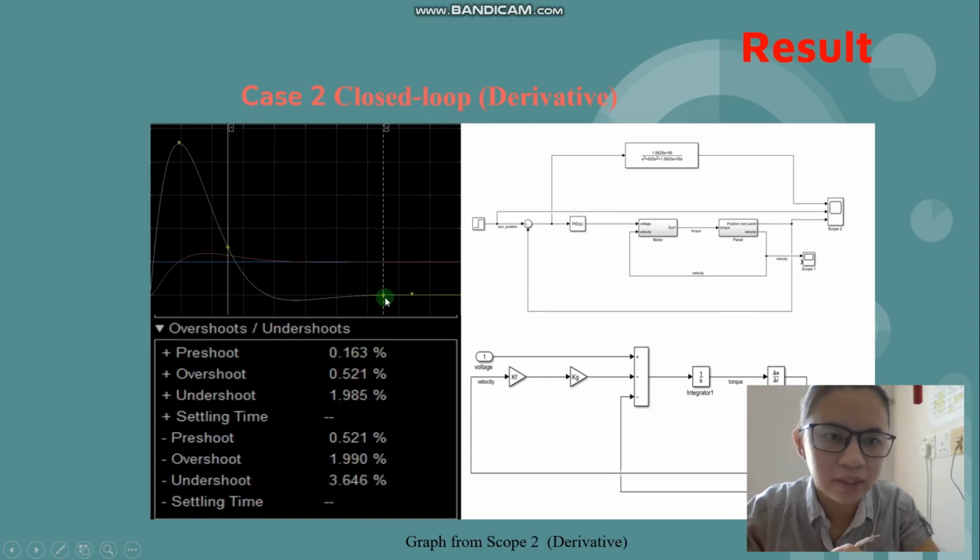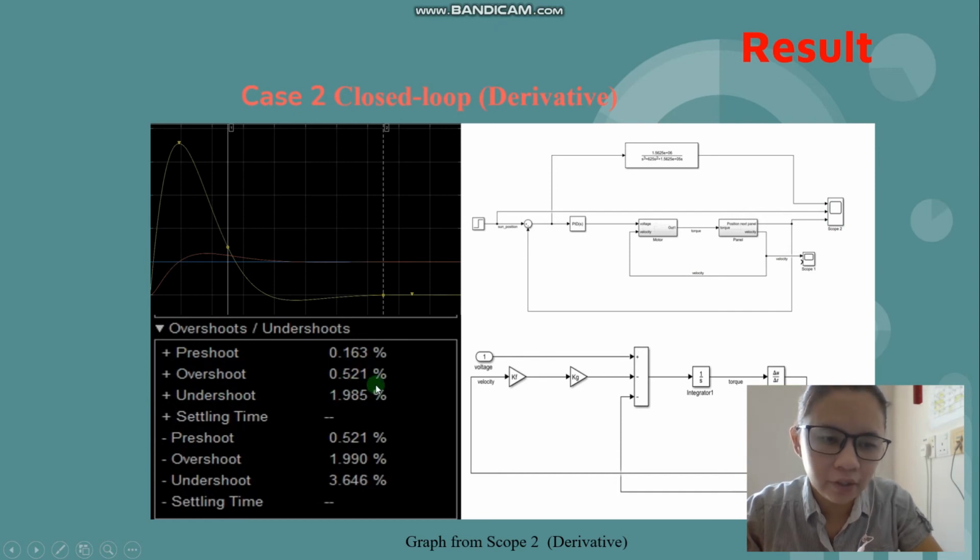The next one is also from case 2, closed loop derivative. This one is from scope 2 of the derivative block, still the same derivative block, but the waveform is from scope 2. So the overshoot is still below 10%.